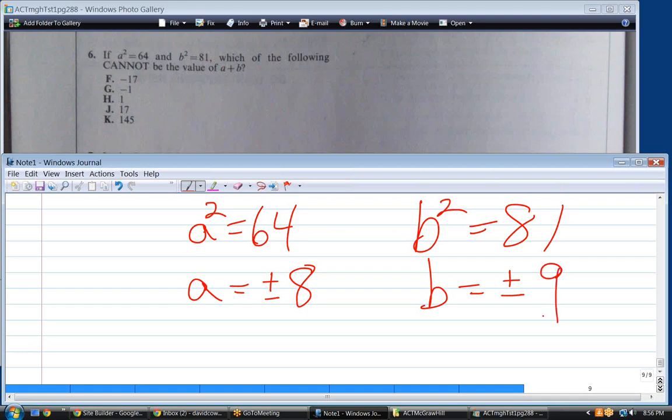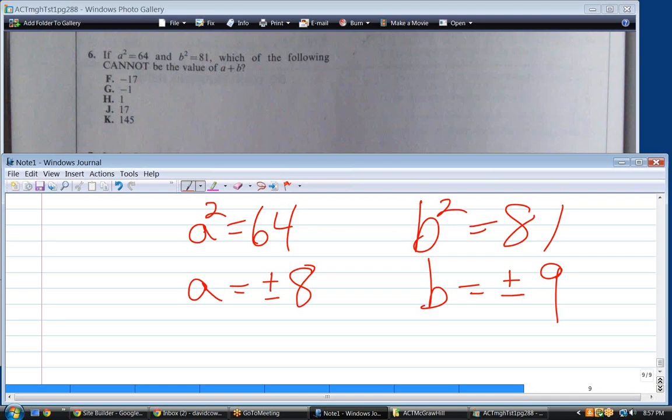Okay, so now we have a lot of things that A plus B could be. It could be minus 17 because A could be minus 8 and B could be minus 9. It could be minus 1 because B could be minus 9 and A could be plus 8. What number can it not be? Well, it can't be 145.